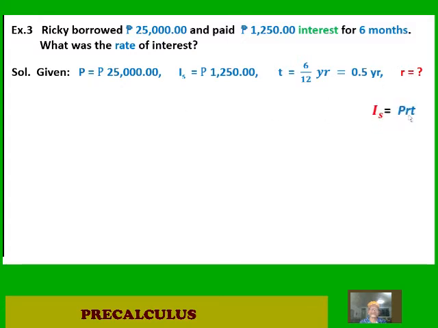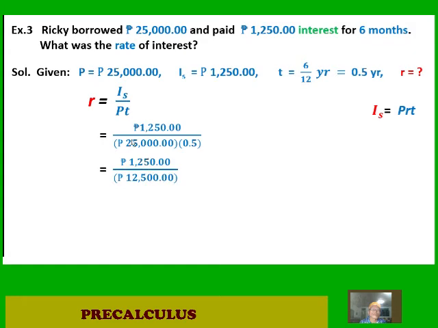So from this equation, solving for R is equal to I sub S over P times T. I sub S, interest is 1,250, principal is 25,000 pesos, time is 0.5. Okay, multiplying the denominator and dividing, that is equal to 0.1. From decimal to percent, move the decimal point 2 decimal places to the right. So that is 10%.